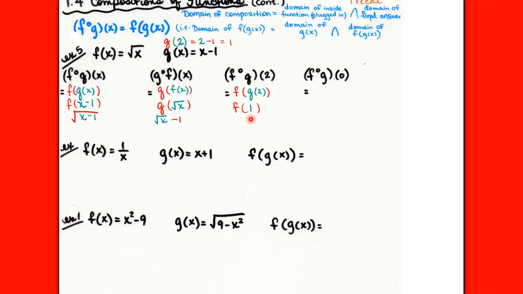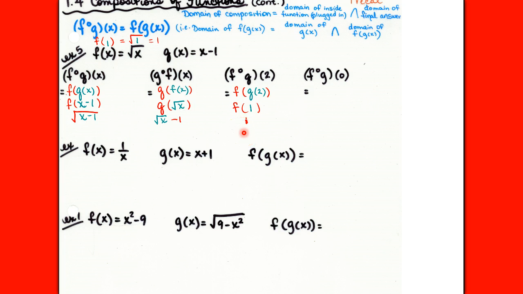Now I have f of 1. What does f of 1 tell me to do? It says put 1 in the place of x in that f function. That would give me the square root of that value, square root of 1. That would give me 1. So replace f of 1 with 1, and that is that composition.